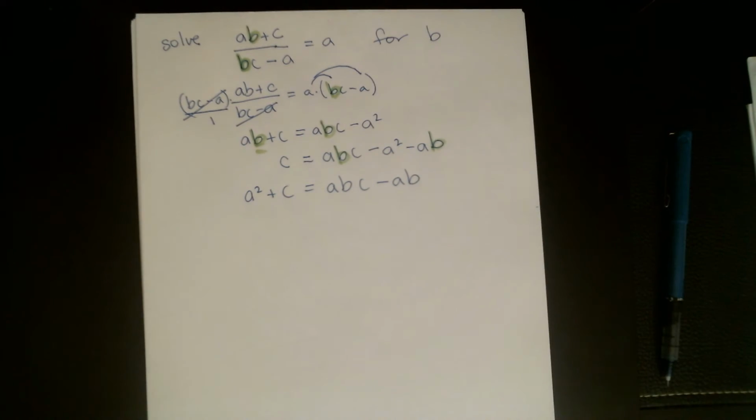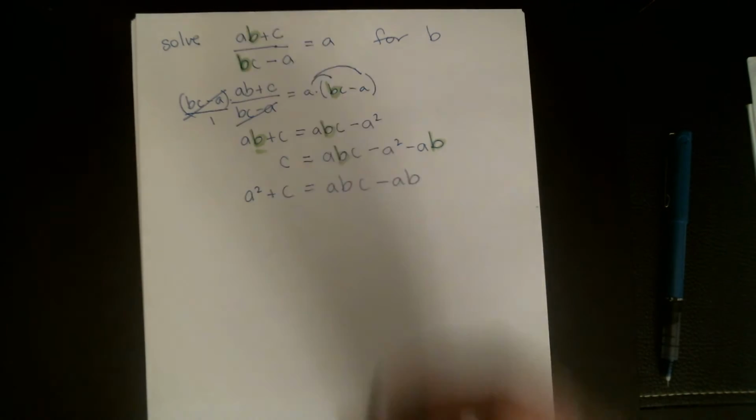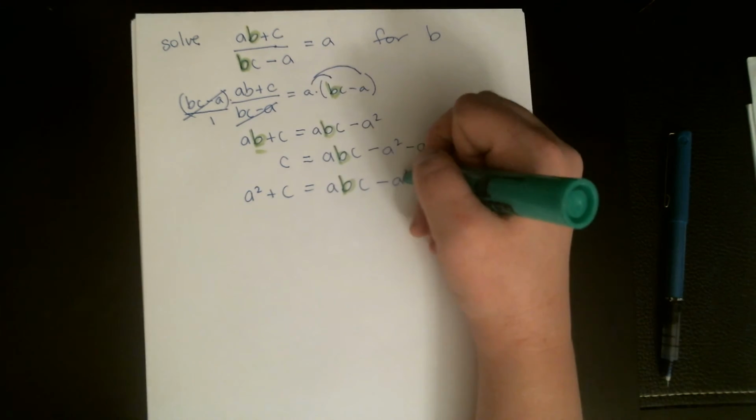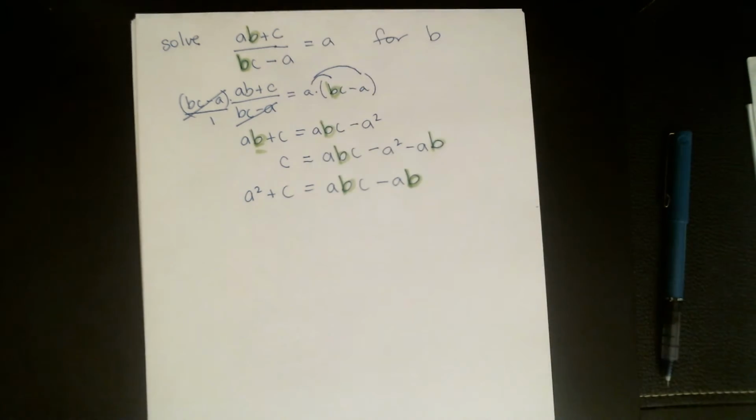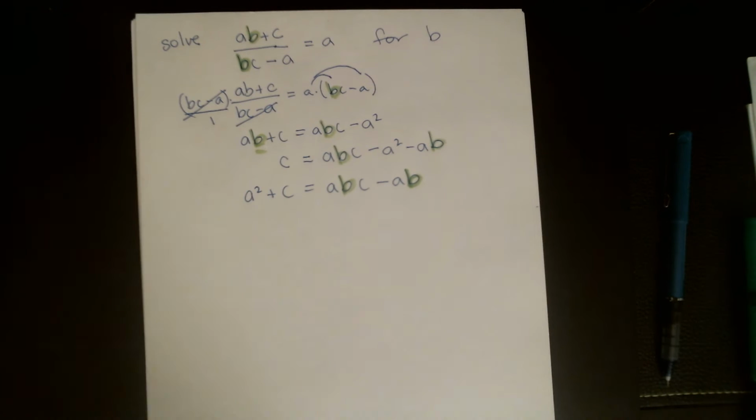Okay, so this is a pretty good spot to be with literal equations. It is also a spot where a lot of people get stuck. I am trying to solve for b. I've managed to get my b's on one side. I've managed to get rid of all terms that don't contain a b, moving them to the other side. The problem now is, how do I get this down to a single b?